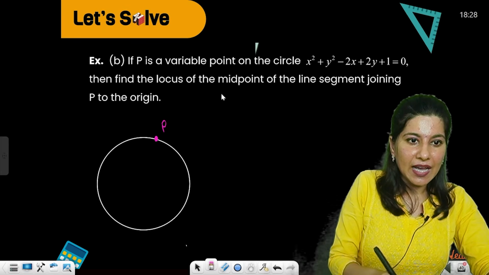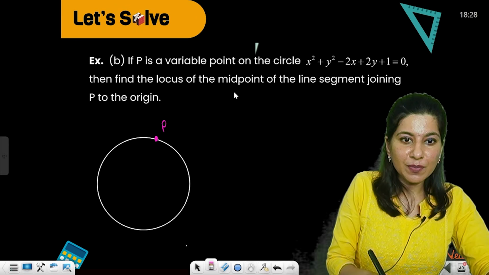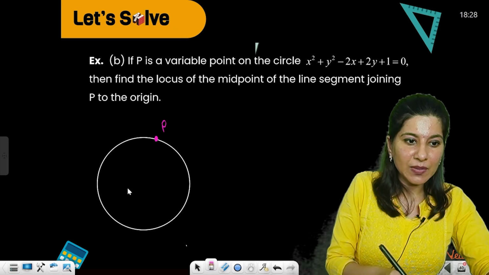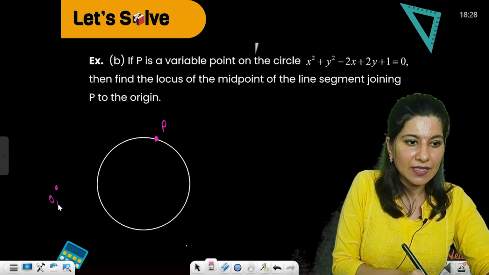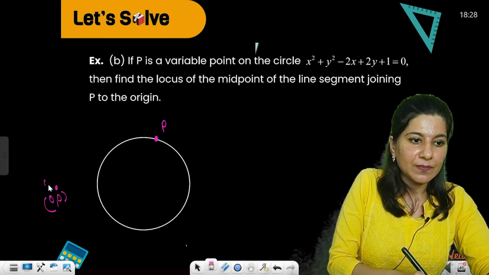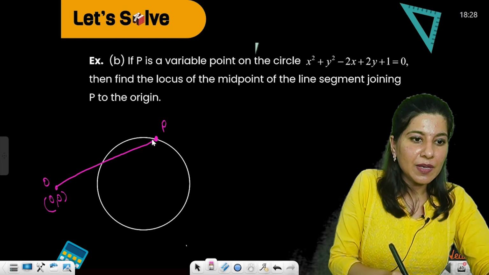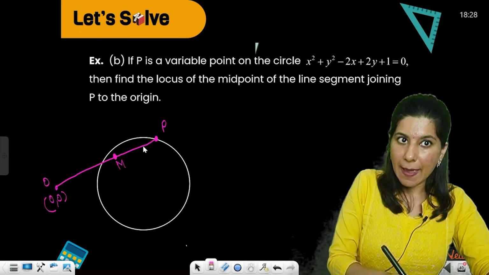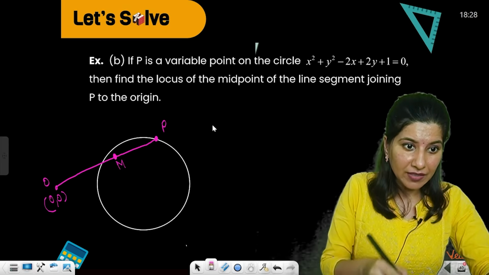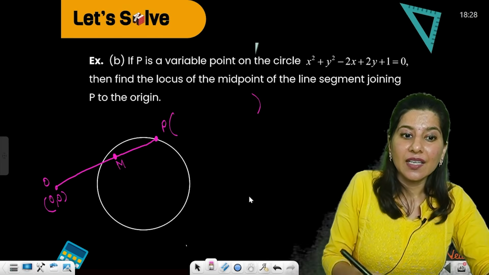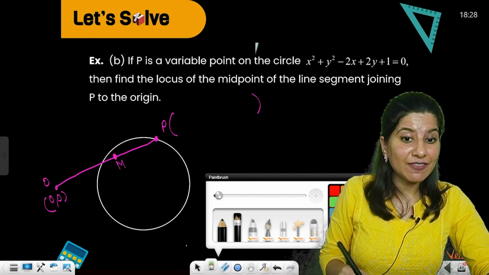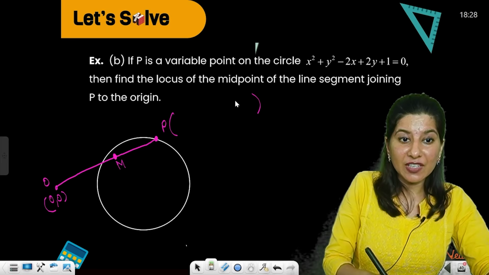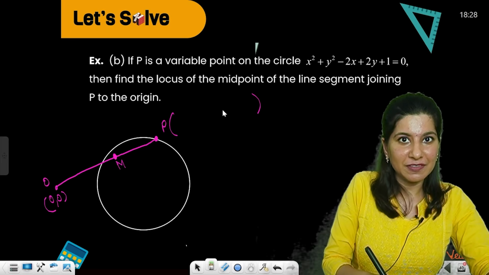Okay. And we are here to find the locus of the midpoint of the line segment joining P to the origin. Suppose the origin is this and OP. So we are looking for the midpoint of OP. The midpoint of OP is, suppose, M. So to find the midpoint, we need to know P. Now P can be figured out by the parametric form of a circle.